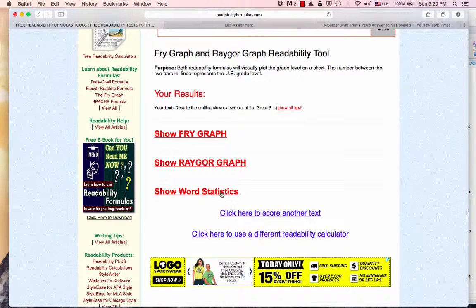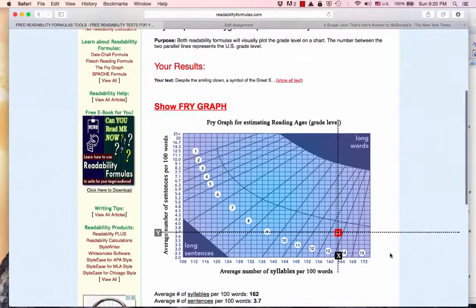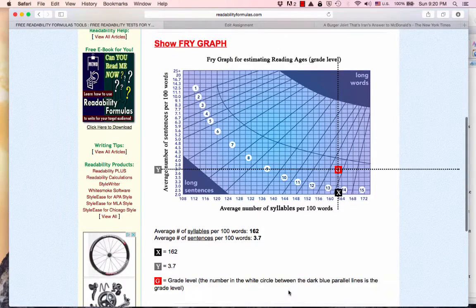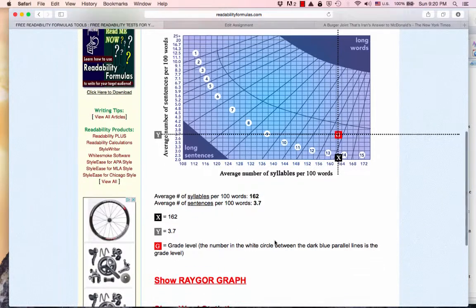Let's see. So we're going to show the Frey graph, and this locates it here. Right, and look, it deals with long words and it deals with long sentences. So why don't you interpret that, what that means to language? Okay, recognizing that reading and reading ability is not contingent simply upon one's ability to process words and long sentences, etc., etc. Also a number of syllables.